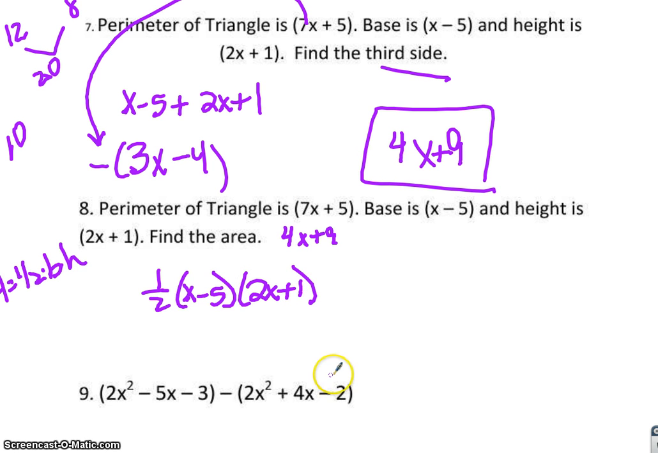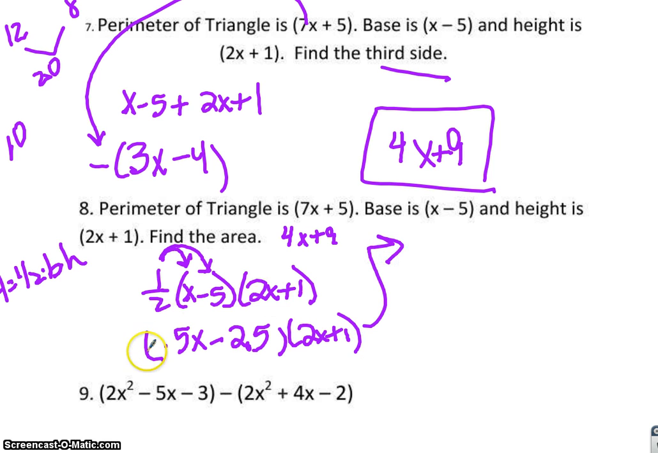So as I work with this, I'm going to go ahead and distribute my 1/2, I think. And that's going to give me 0.5x minus 2.5. It's not a big deal because of a calculator. That is going to get multiplied by 2x plus 1.